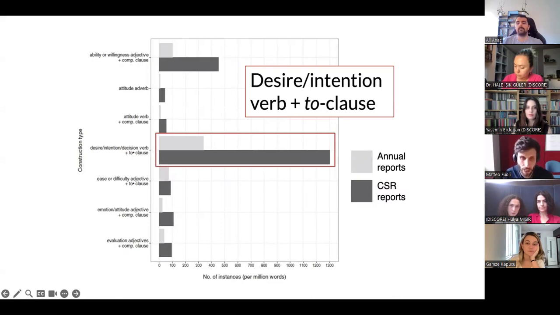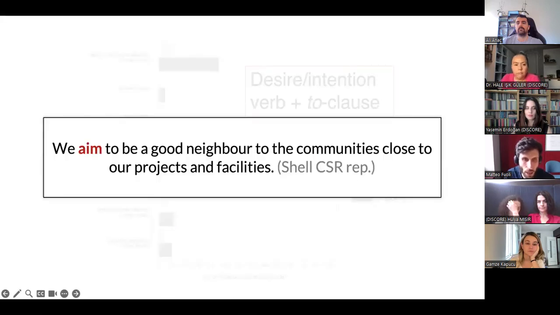That's a staple of their sustainability discourse. This is an example of that particular strategy. Statements like, we aim to be a good neighbor to the communities close to our projects and facilities. So statements like these were very common in the corpus, and they were used rhetorically to emphasize how committed the company is to sound ethical principles, and how much the company cares essentially about ethics and about doing the right thing.